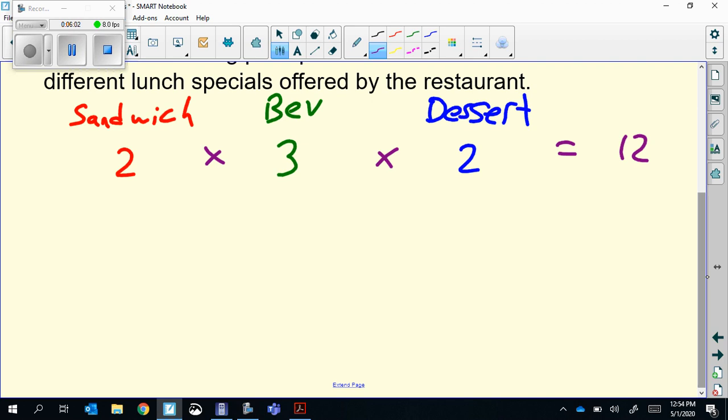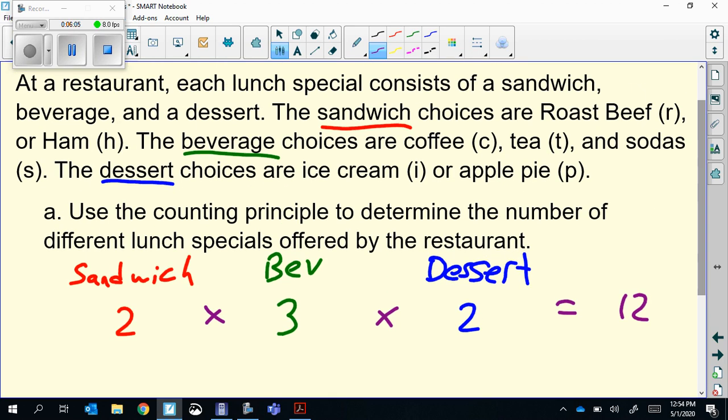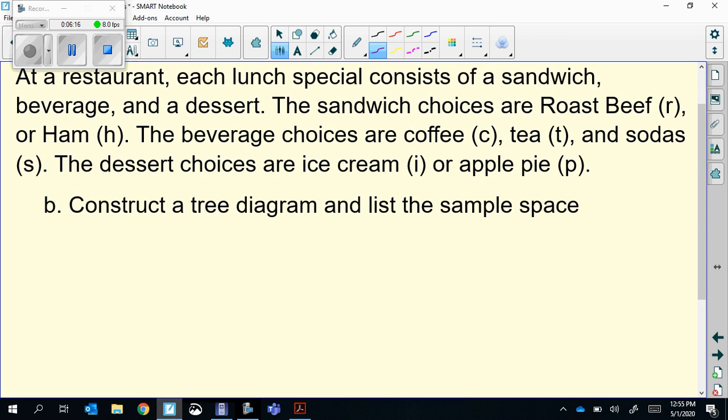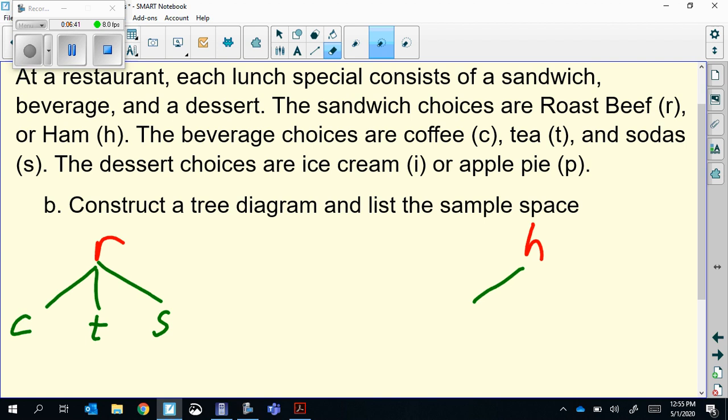And that's it. It just said how many possibilities, so we don't need to write them all out. If we did, it would be helpful to do our tree diagram and all of that stuff, which is what we're going to do right now. So for our tree diagram, we're going to start with our sandwich choices. Sandwich was roast beef or ham. And then for each of those, if you choose roast beef, you then have three choices for beverage: coffee, tea, and soda. And then the same three choices here. I should probably make those a little bit bigger so I have space.